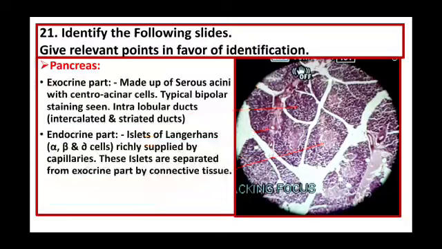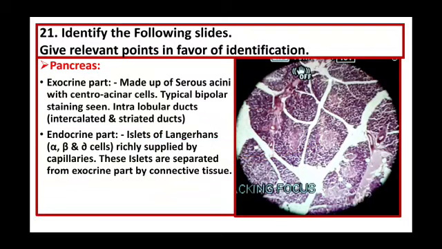So the given slide is that of pancreas. It is a mixed gland which contains both the exocrine and endocrine components. The exocrine part is made up of serous acini, which contain the centroacinar cells. These cells have a typical bipolar staining. Intralobular ducts and interlobular ducts both are present.